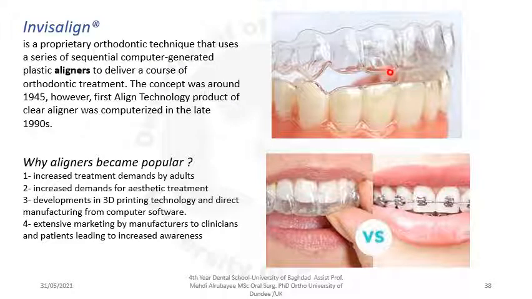Why did aligners become more popular? This is because of increased treatment demands by adults. Secondly, increased demands for aesthetic treatment. Third, development in 3D printing technology and direct manufacturing from computer software. And fourth, due to extensive marketing by manufacturers to clinicians and patients, leading to increased awareness.